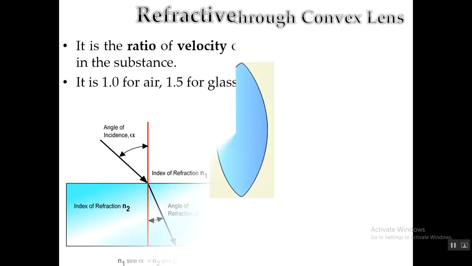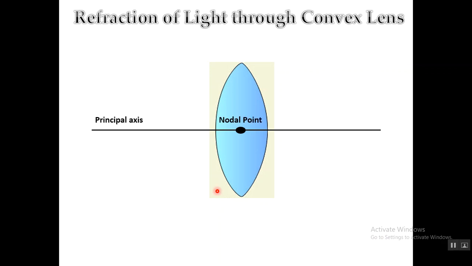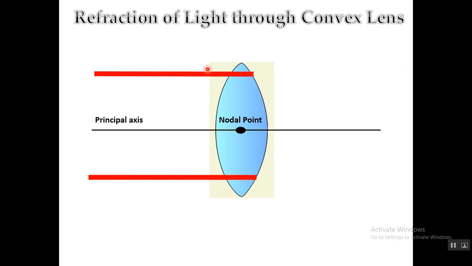What's meant by concave lens and convex lens? Let us know this about the refraction of the light through the convex lens. This is the convex lens. We have number one, the principal axis. What's meant by principal axis? This is the nodal point. This is the nodal point. And these are the parallel rays of the light.